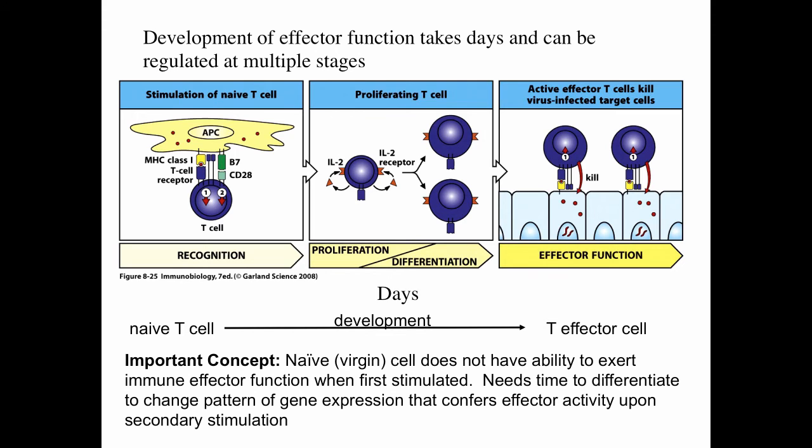And so an important concept here, which I just want to emphasize yet again, is that these naive cells or virgin cells, when they initially interact with an antigen-presenting cell, don't have that effector function yet. They haven't differentiated into these effector cells. They need time to differentiate, to change their pattern of gene expression that allows them to develop effector activity upon the next time they're stimulated. So in the case of a cytotoxic T cell, it takes time for them to express the proteins that allow them to kill the virally infected cells upon secondary stimulation.